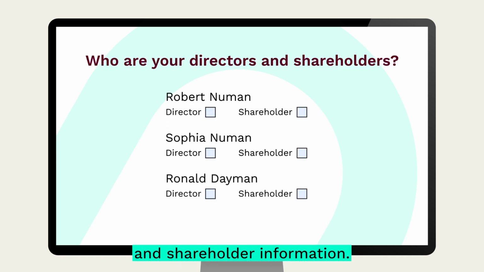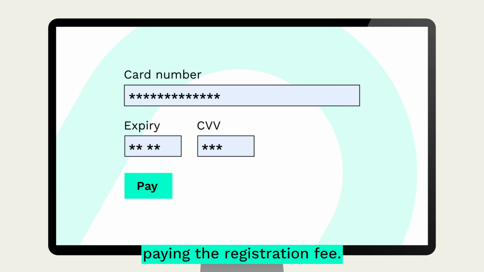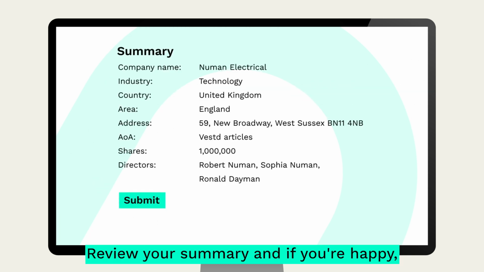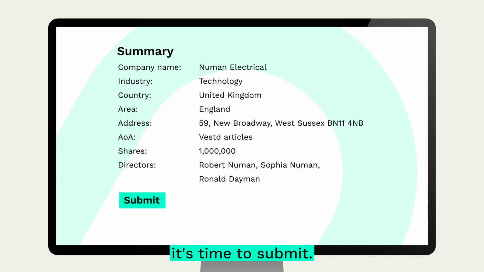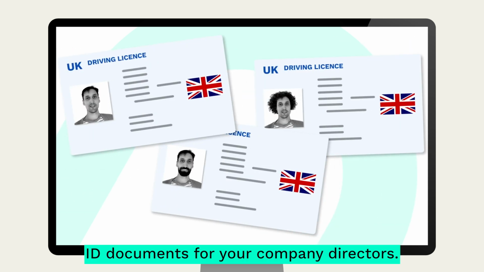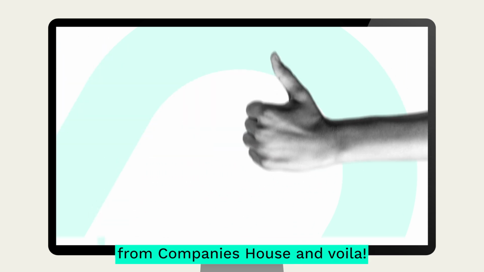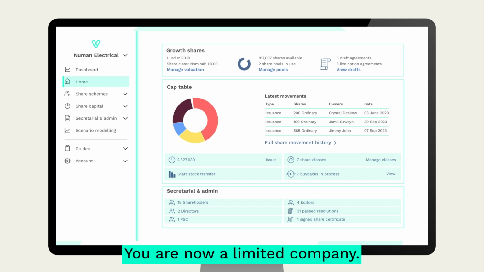Next, add your directors and shareholder information. Then, it's just a case of paying the registration fee. Review your summary, and if you're happy, it's time to submit. Then we'll ask you to upload ID documents for your company directors. Then, just wait for the thumbs up from Companies House. And voila! You are now a limited company.